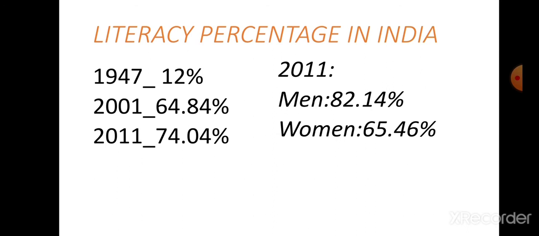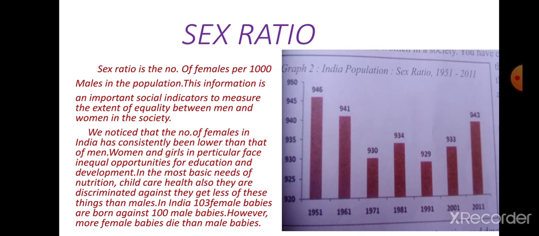In 2011, men's literacy was 84.14% and women's literacy was 65.46%. So let's see the sex ratio.